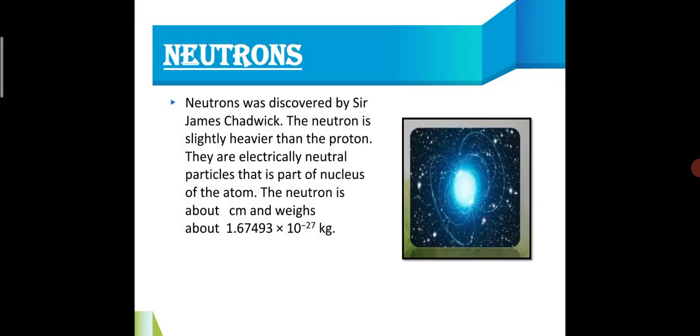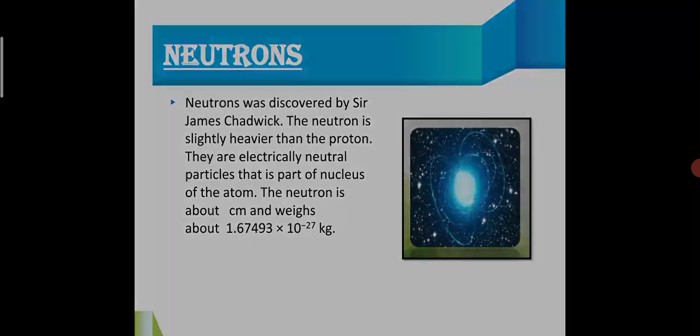Neutrons. Neutrons were discovered by Sir James Chadwick. The neutron is slightly heavier than the proton. They are electrically neutral particles that are part of the nucleus of the atom. The neutron is about centimeters and weighs about 1.67493 × 10^-27 kg.